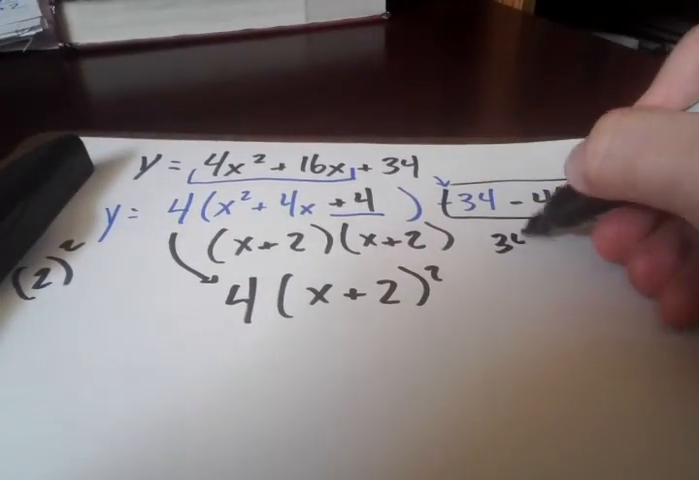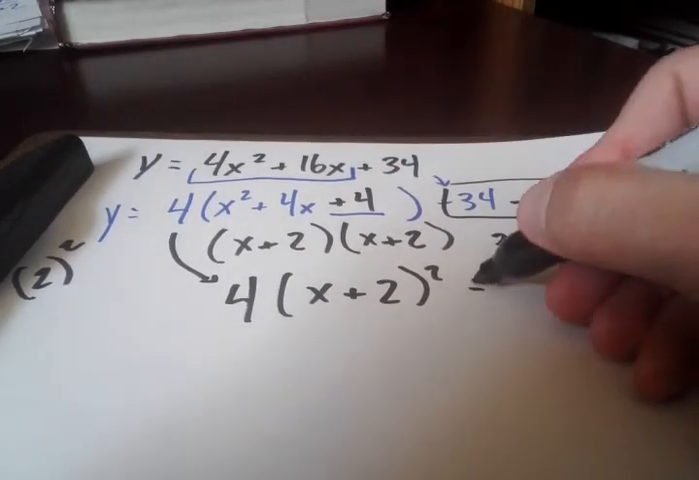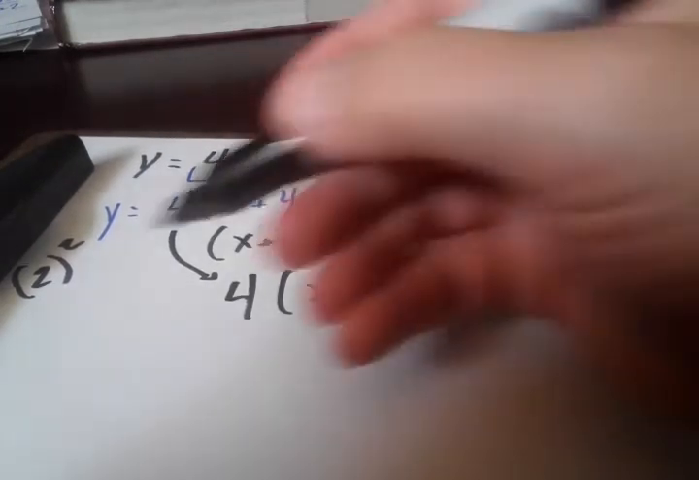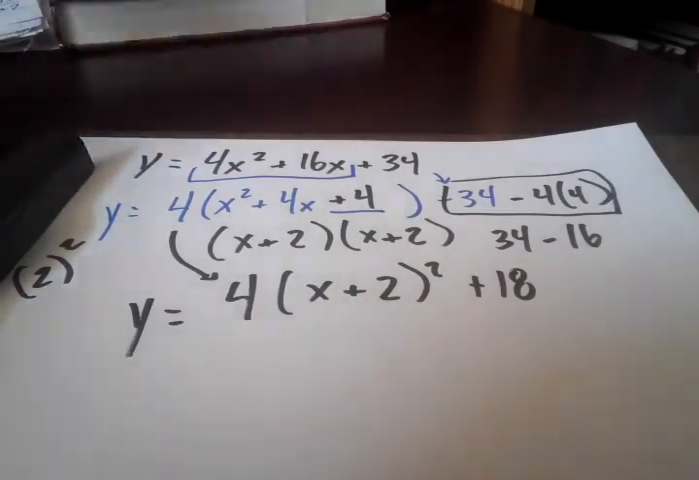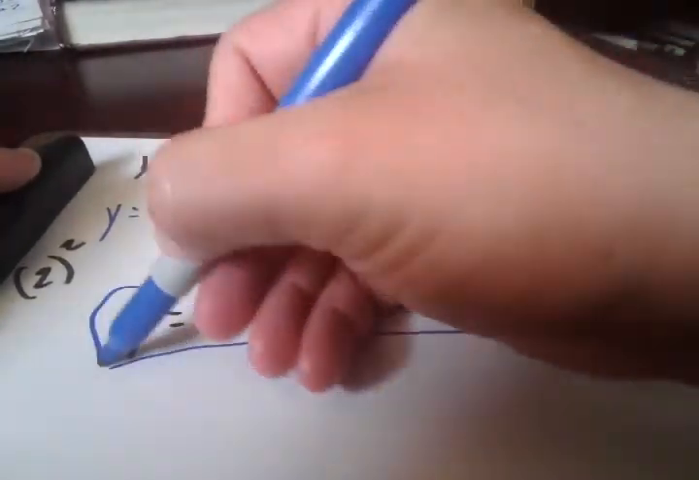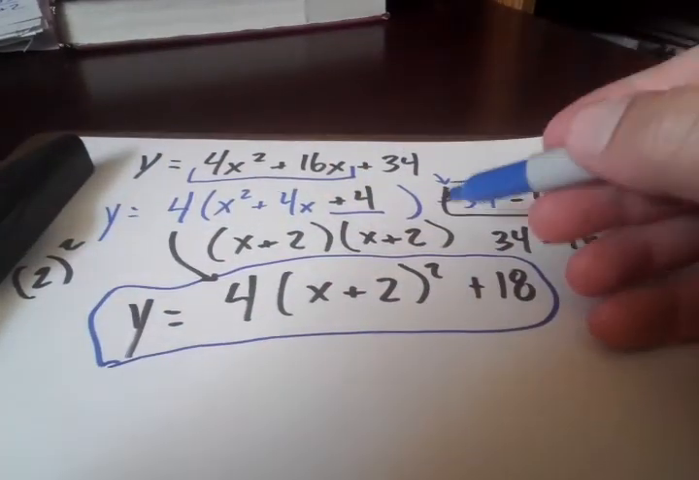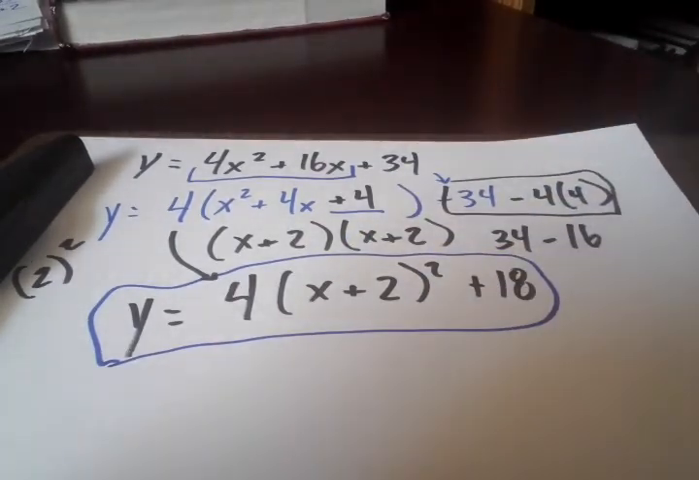This is 34 minus 16. 34 minus 16 is plus 18. So there is our answer, you guys. I've got y equals 4 times the quantity squared, right? We're going to square the quantity of x plus 2, and we'll add 18 at the end.